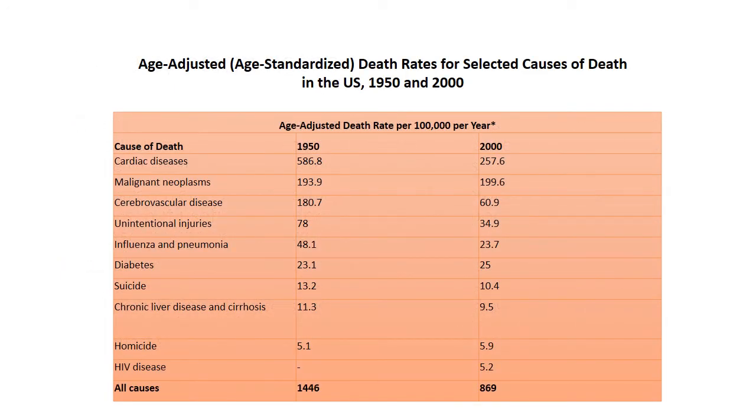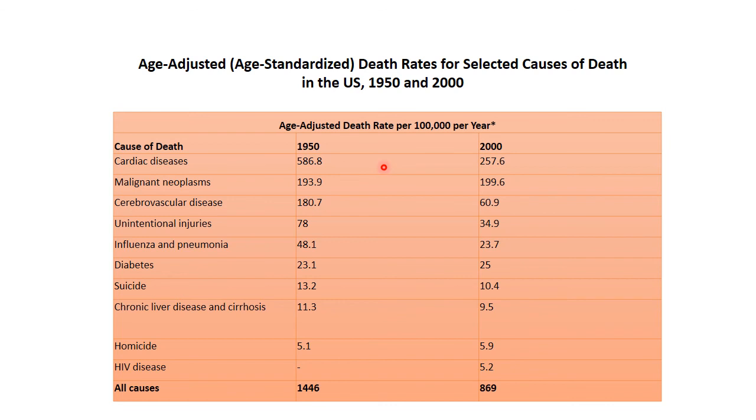Here on the slide, you can see we have cause-specific death rates. You can look at things like cardiac disease, homicide, HIV, etc., and look at comparisons between 1950 and 2000. Again, these are age-adjusted, taking the effect of age out to make sure we're not comparing apples to oranges, because the population in the 1950s was probably skewing a lot younger than in 2000, with an aging population as baby boomers get older.